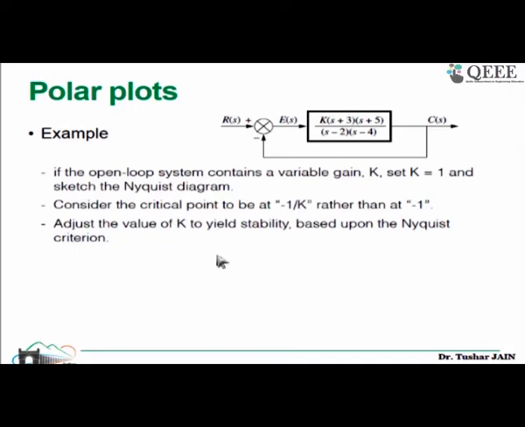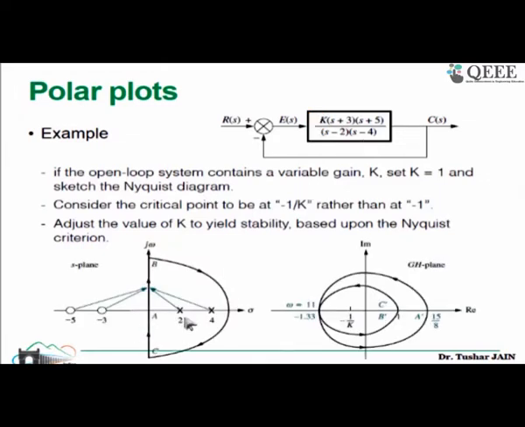We have a closed loop where there are two zeros on the left hand side, and two poles on the right hand side of the open loop system. If the open loop system contains a variable gain k, we follow a similar approach to what we followed for the Bode plot. We consider k equal to 1 or some value to sketch the Nyquist diagram, and then we adjust the value of k to yield stability based on the Nyquist criterion. We either increase or decrease the value of k to see how the number of encirclements changes.